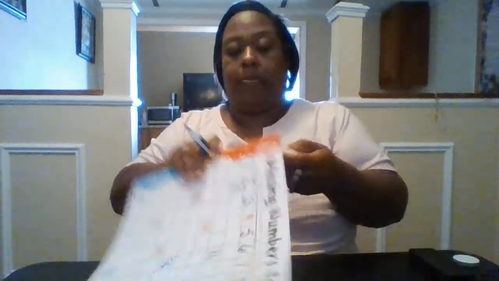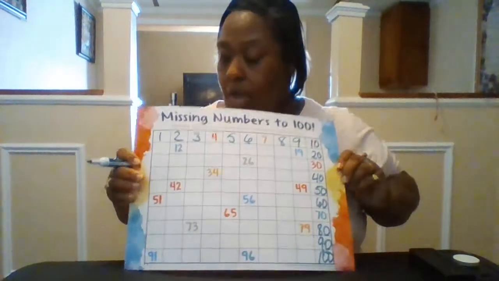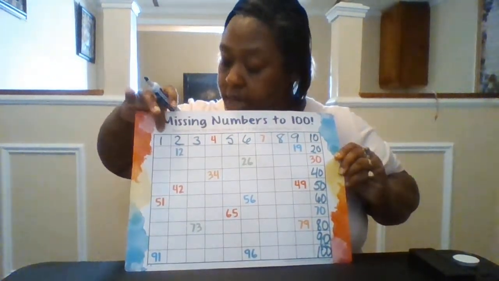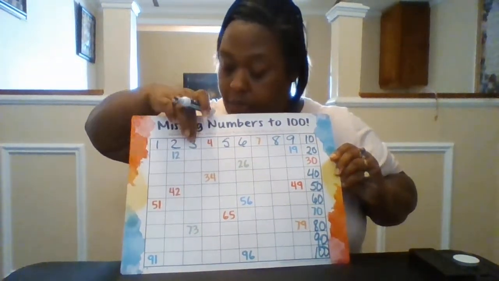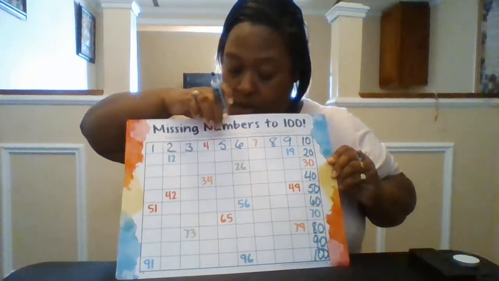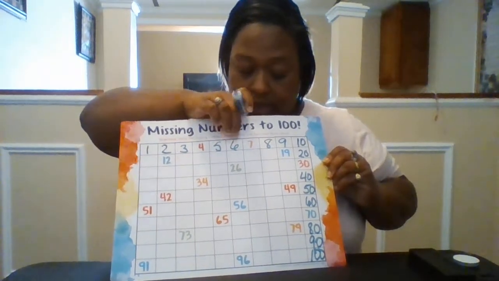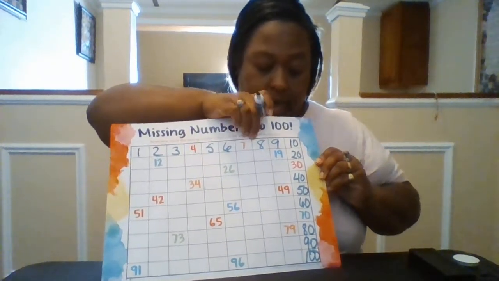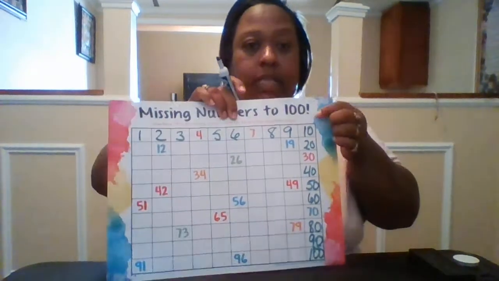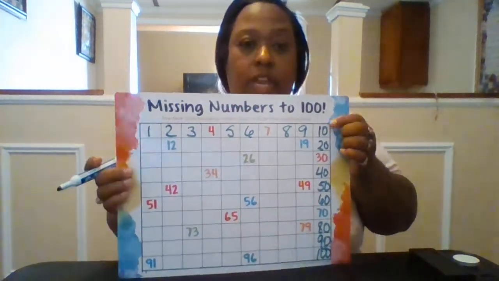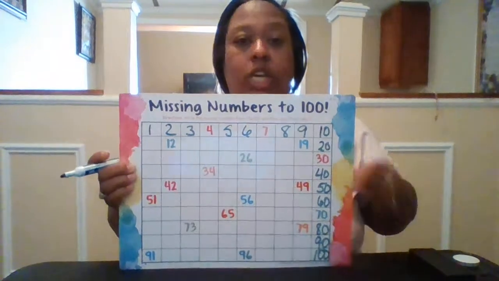All right. So here we are. 1, 2, 3, 4, 5, 6, 7, 8, 9, and 10. Don't forget 10 over here. That starts out from 10 to 100.